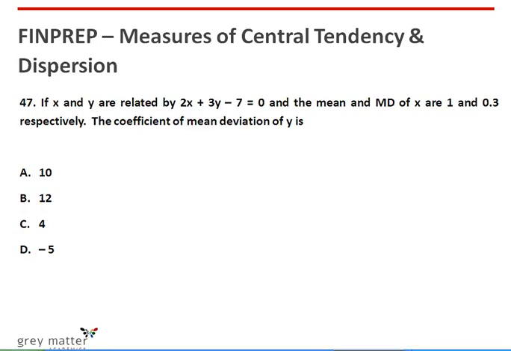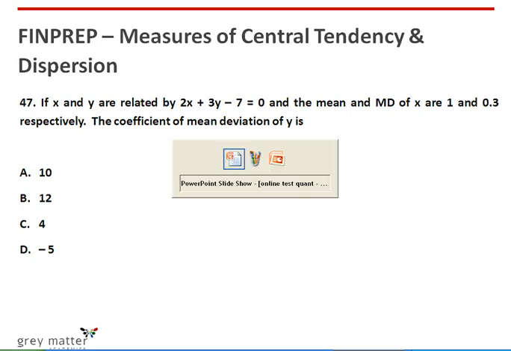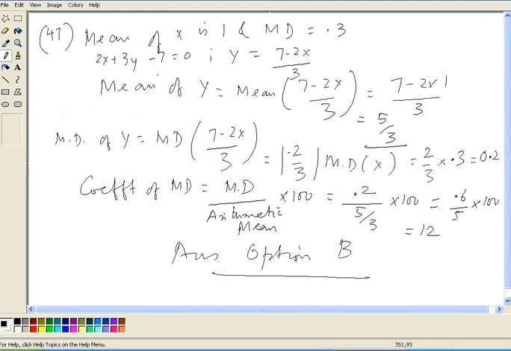47th problem. If x and y are related by 2x plus 3y minus 7 equal to 0, and the mean and mean deviation of x are 1 and 0.3 respectively, the coefficient of mean deviation of y needs to be computed. Going to our work area, mean of x is 1 and mean deviation is 0.3. Now given the equation 2x plus 3y minus 7 equal to 0, we can rewrite this as y equal to (7 minus 2x) by 3.